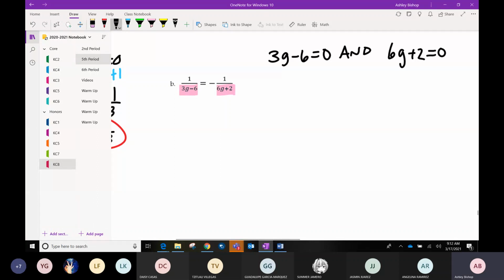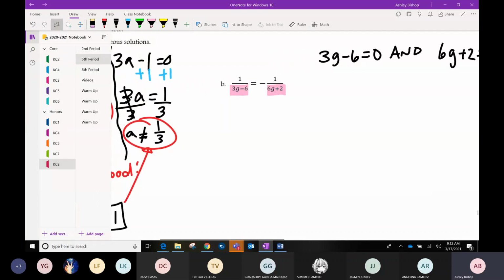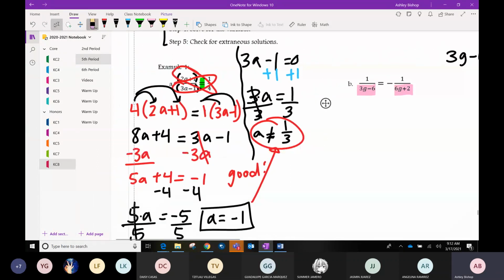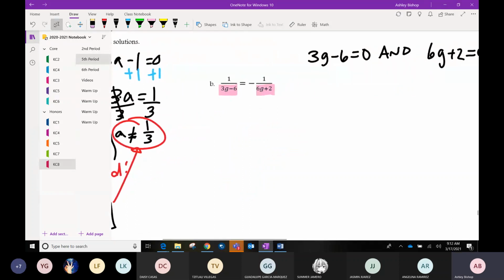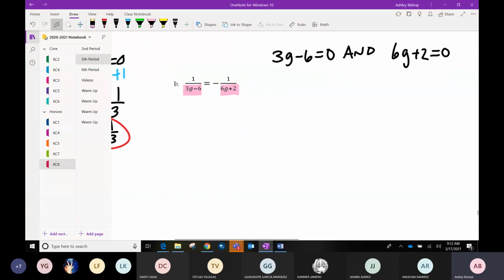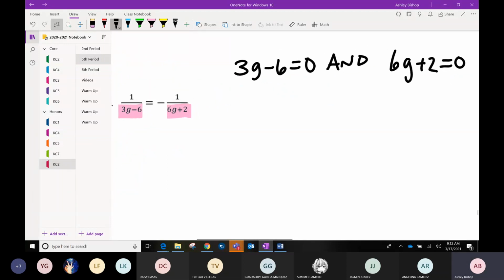Now, I didn't have to do that before. I didn't set two things equal to 0 in my problem before because I only had A in the denominator in one place, right there. Now I have G in the denominator in two different places, so I need to set it equal to 0 two different times, and I need to solve for G twice.